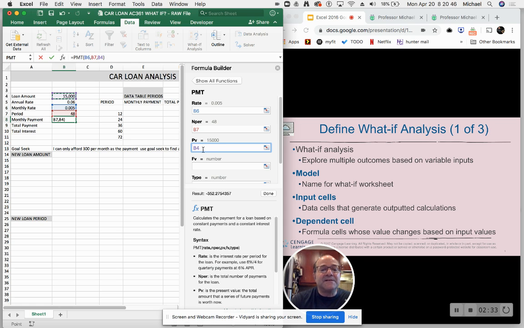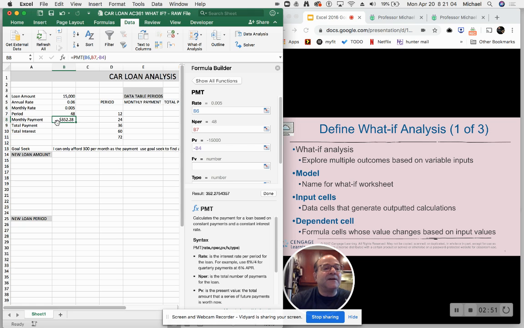But I don't want to show it as a negative number, so I'm going to make the principal value the negative number in the formula, and that'll reverse it over here. So now we bring that in, and there we go. There's our monthly payment based on a $15,000 loan at 6% over 4 years.